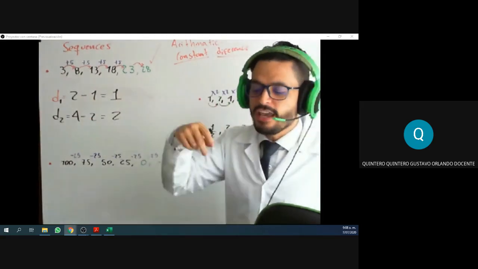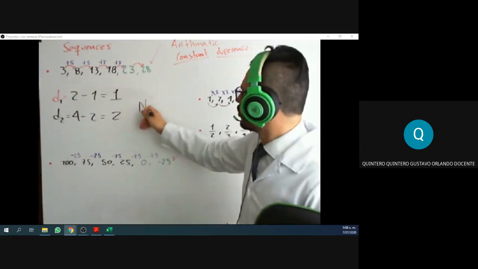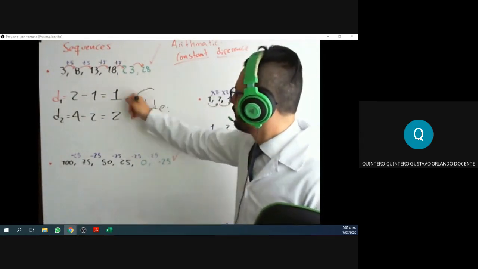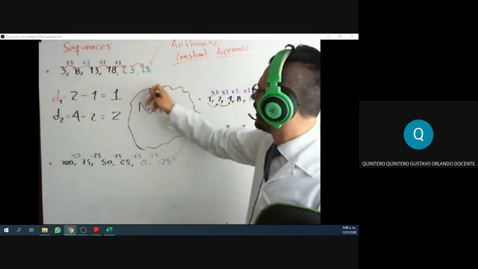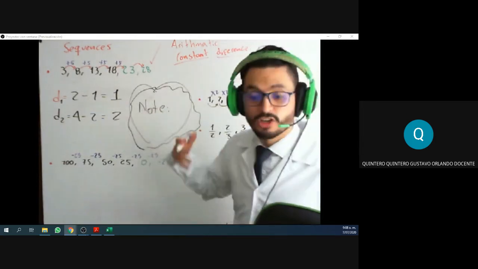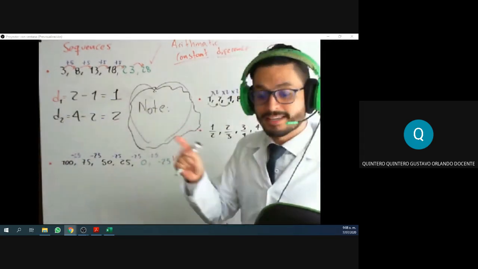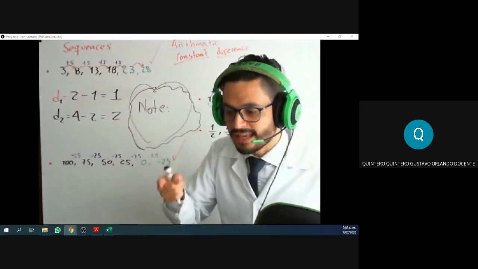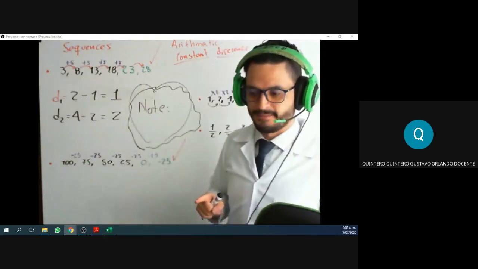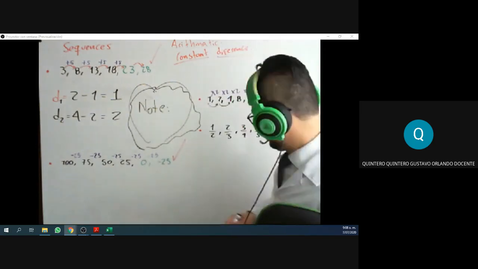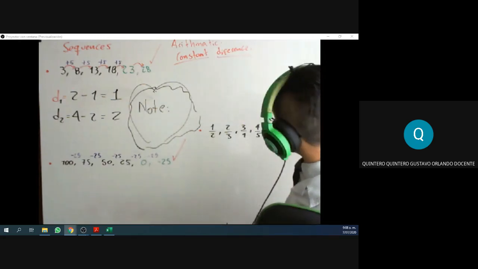Again, guys, if you like to take notes in your notebook, write it as a note. And put it in a triangle, in a heart, I don't know, write it somehow. It's not just about having the same number. It's about noticing if that number is also a difference. Okay? This one is not an arithmetic sequence.